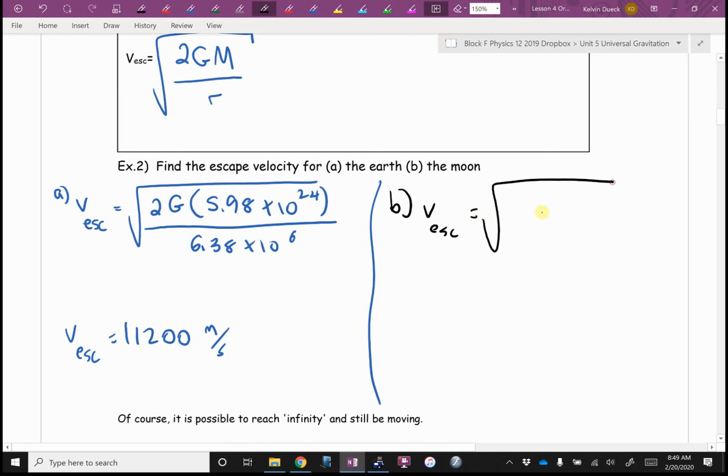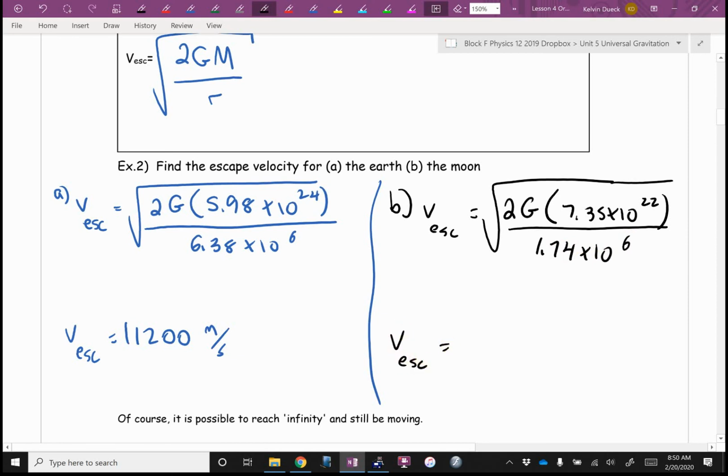It's going to be 2 big G. Mass of the moon, it's on your sheet. I think it starts with a 7, but I can't remember anything else. Times 10 to the what? 22. Divided by, and radius of the moon on your sheet. Starts with a 1. What's the moon's escape speed velocity?